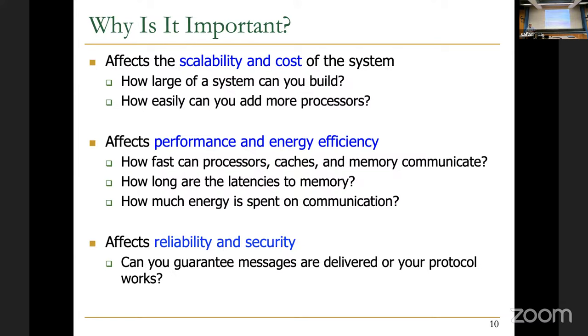So this is one question. For example, can you guarantee messages are delivered or your protocol works? The interconnection network essentially provides a medium such that cores can communicate, or cores and caches can communicate. And sometimes we have some faulty nodes or faulty links, so we cannot reach the node that we are looking for. So some interconnection networks have fault tolerant techniques such that you can find another path from the source to the destination. So you have better reliability.